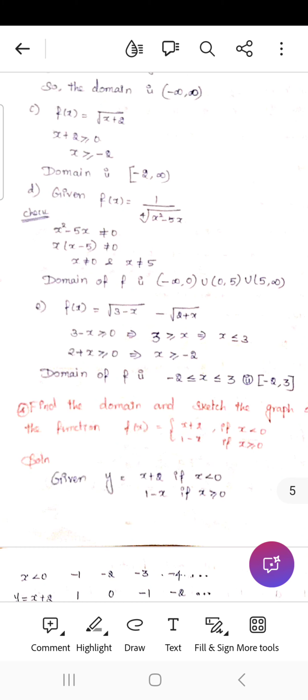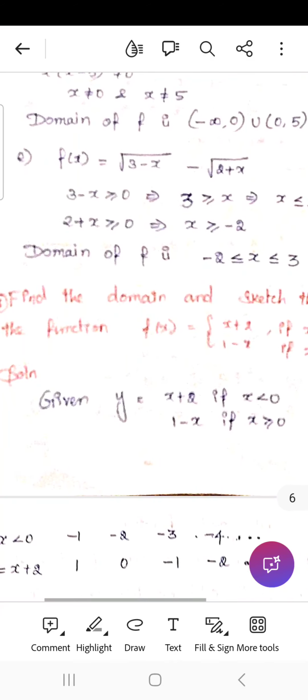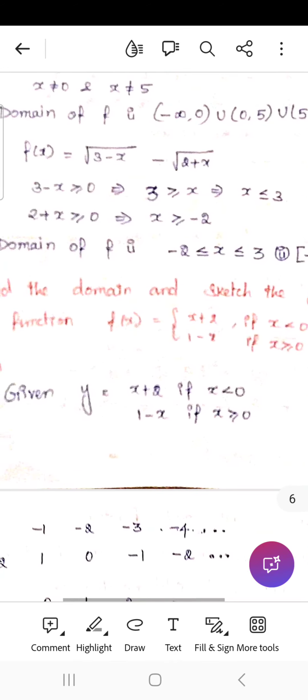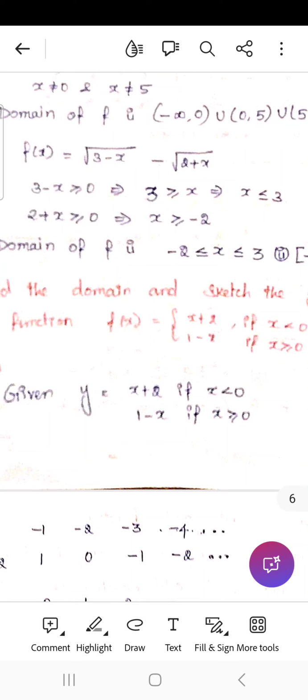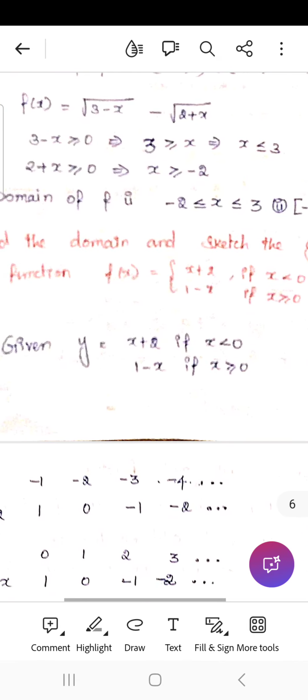The next problem is f of x equal to square root of 3 minus x minus square root of 2 plus x. Here 3 minus x greater than or equal to 0, which implies 3 greater than or equal to x. Next, 2 plus x greater than or equal to 0, which implies x greater than or equal to minus 2. Therefore the domain of f is minus 2 less than or equal to x less than or equal to 3.